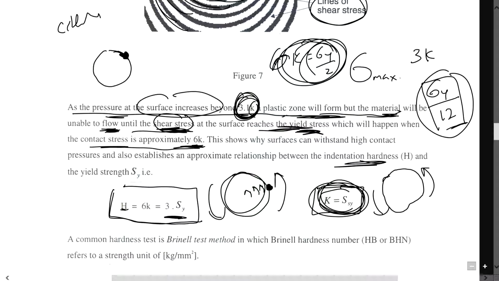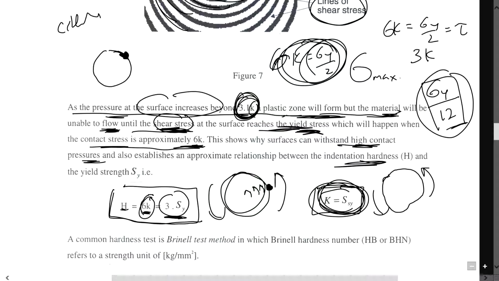Alright, so what it implies is that the higher the value it is, the better it is. So it's harder, and therefore if it's harder, then you will withstand higher contact pressures, because 6K is equal to 3 times the yield stress, I mean shear yielding. So if K is equal to sigma y over 2, I don't know how the math works, a bit lazy already, but you just need to take note of that.